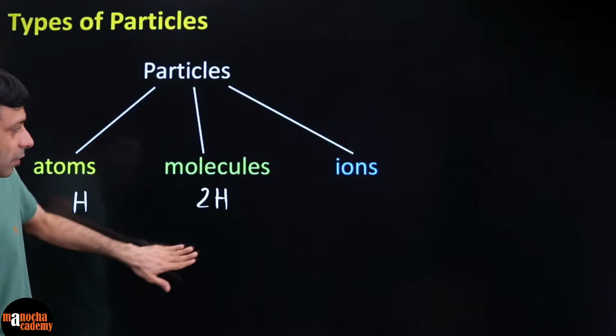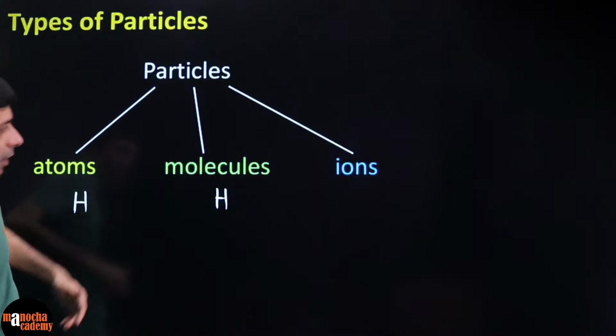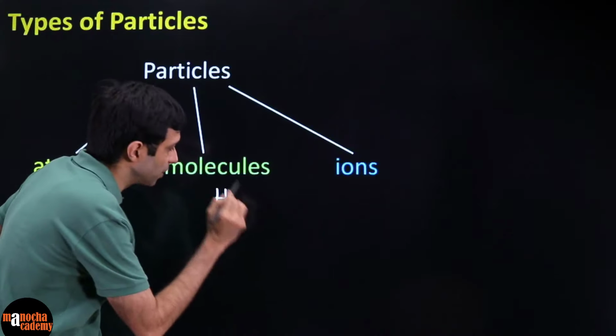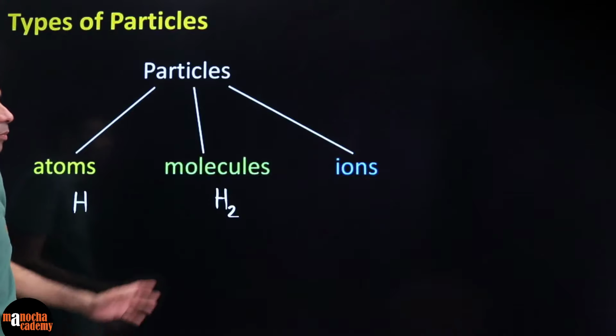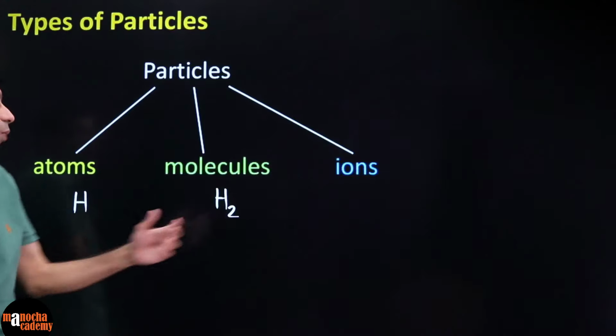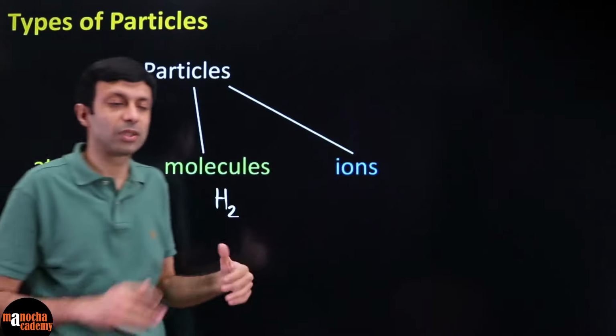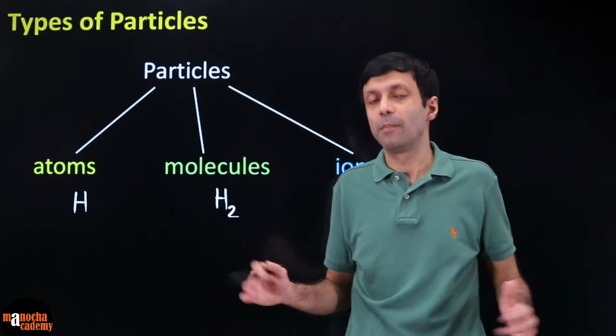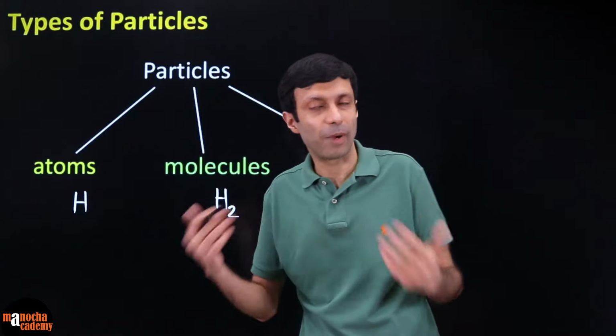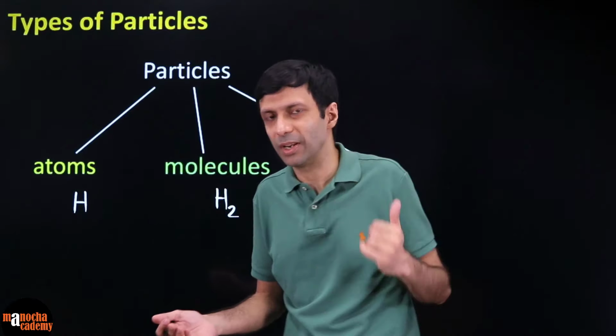In chemistry, it's very specific. The hydrogen molecule is represented as H2, and we'll see why. Now if I'm talking about the hydrogen ion, one important thing is atoms and molecules have no charge. That means they have zero charge, they are neutral. But ions are charged particles. They are positively charged or negatively charged.